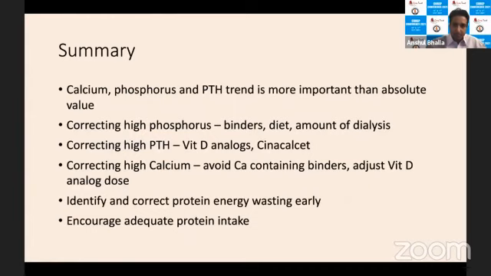So in summary, the trend of calcium, phosphorus, and PTH is more important than absolute value. Correct the high phosphorus by binders, diet, and amount of dialysis. Correct high PTH by vitamin D analogs and cinacalcet. And correct high calcium by avoiding calcium-containing binders and adjusting vitamin D analog dose. And then correct protein energy wasting early. Since you're seeing the patient so frequently, you can identify if they're developing undernourishment, and then encourage adequate protein intake.